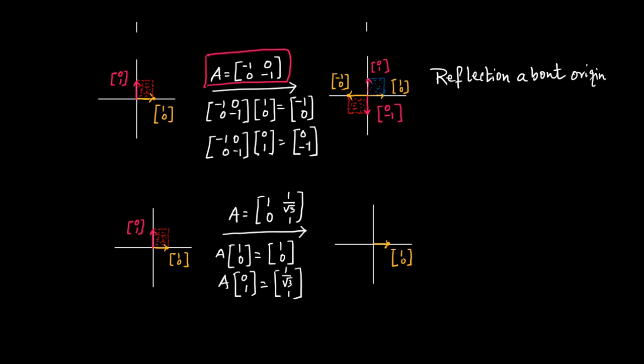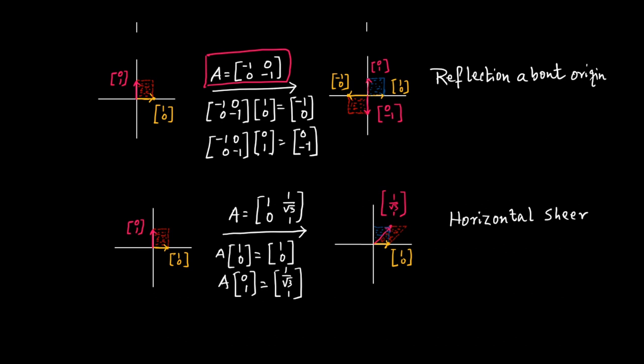(1/√3, 1) will be something like this. Therefore, the region will get shifted to something like this. Earlier the region was like this, dotted by the blue lines. This region got transformed to this particular region. That means we can think about this as a shear, a horizontal shear, or shear in the x direction. So the regions are getting transformed in this way.